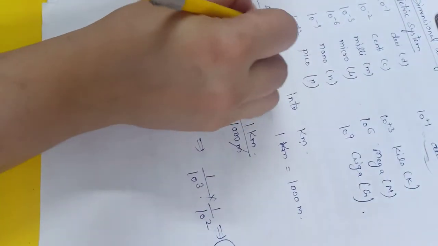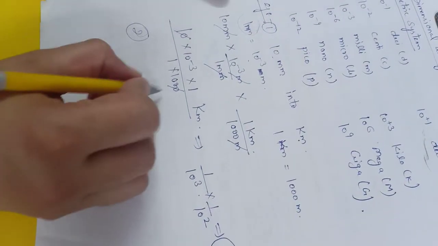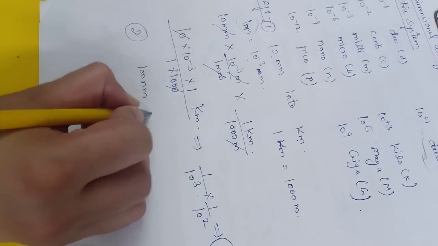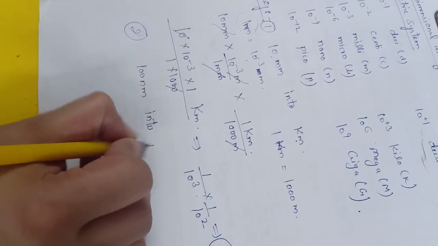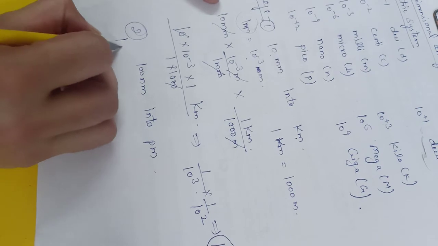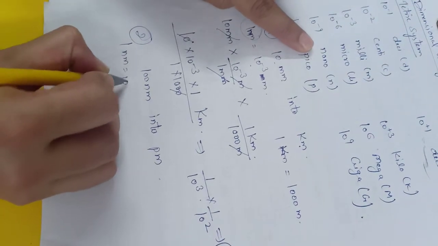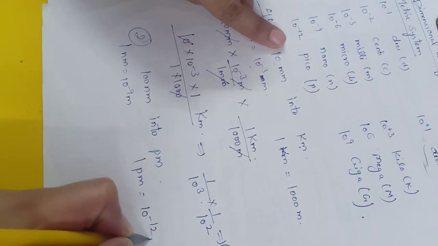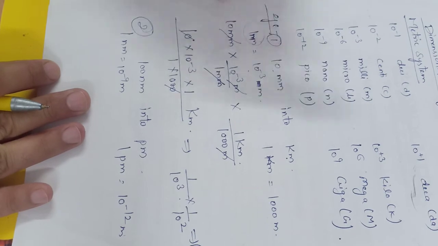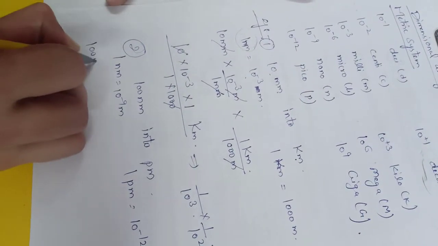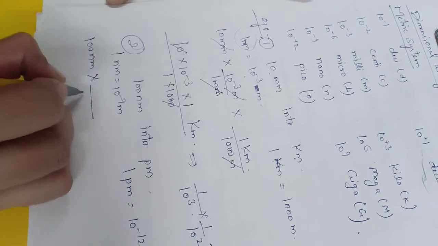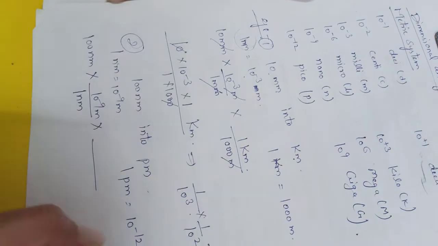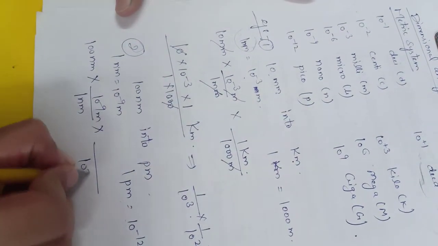Now the next example is to convert 100 nanometer into picometer. So 1 nanometer is 10 to the power minus 9 meter, and 1 picometer is 10 to the power minus 12 meter, from the standard table. So 100 nanometer multiplied by, nanometer must be in the denominator, 1 nanometer equals 10 to the power minus 9 meter, into 10 to the power minus 12 meter.